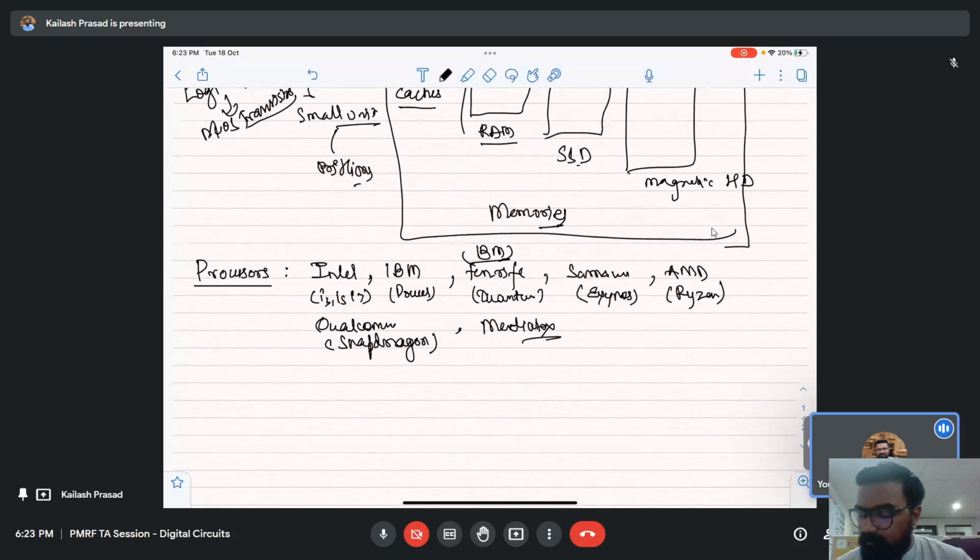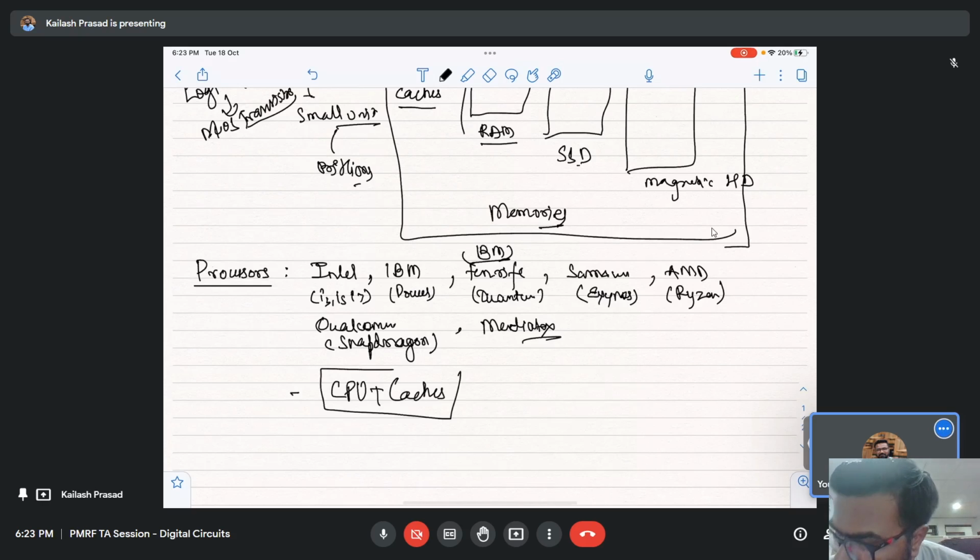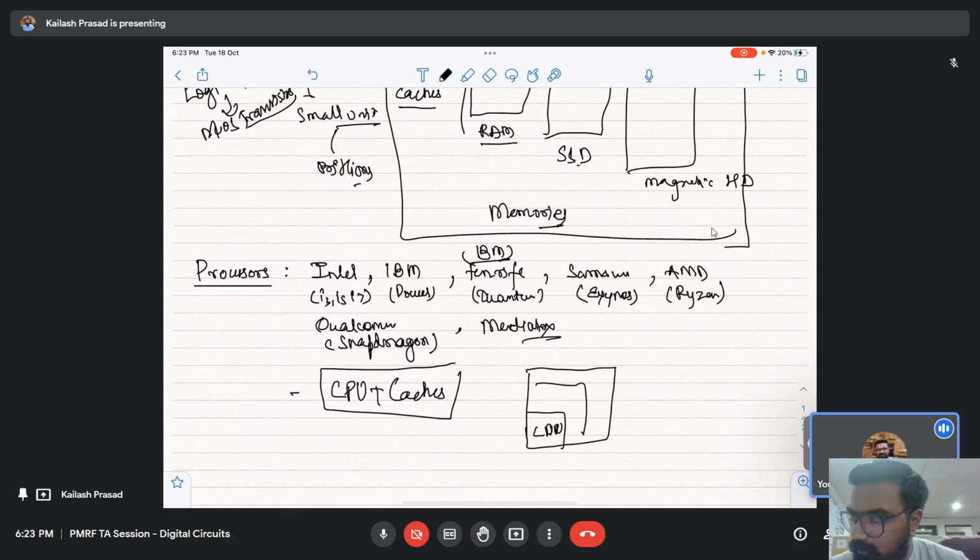So the answer is partially correct. When I say that I'm designing a processor, I actually design the CPU plus caches. Please note that when I see Intel i7 or Intel i9, this is your CPU, and the rest of the part will be the L1, L2, and L3 cache. This combined will make your processor. Is that clear to everybody?